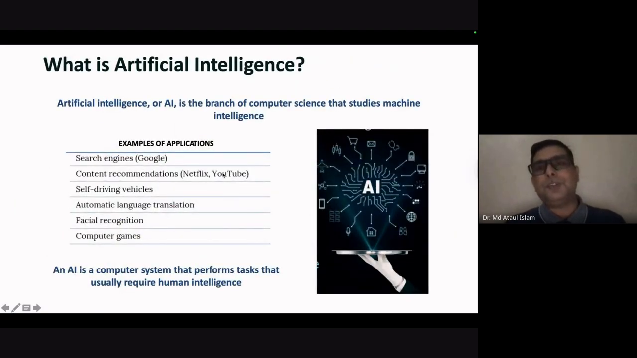So now I'm going to explain the basic concept of artificial intelligence and machine learning, and then how we can use machine learning in the drug discovery approach. Artificial intelligence is the branch of computer science that studies machine intelligence. Nowadays, from morning to evening, evening to morning, we are surrounded by AI. All the time, because without AI, we can't move a step ahead.